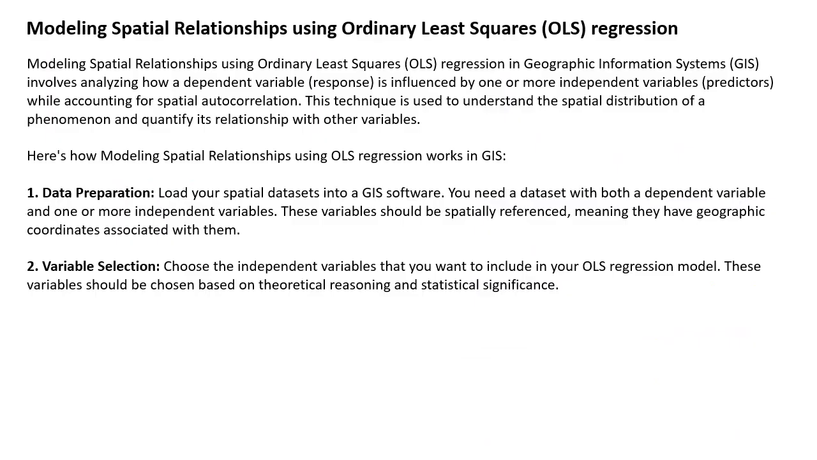Again, if you look at modeling spatial relationship, you will find in the software there are two methods given. One is OLS, known as the ordinary least squares method, and another is geographically weighted regression. Here I am using OLS, ordinary least squares regression in GIS. In this one, there is a dependent variable, and there may be one or more independent variables.